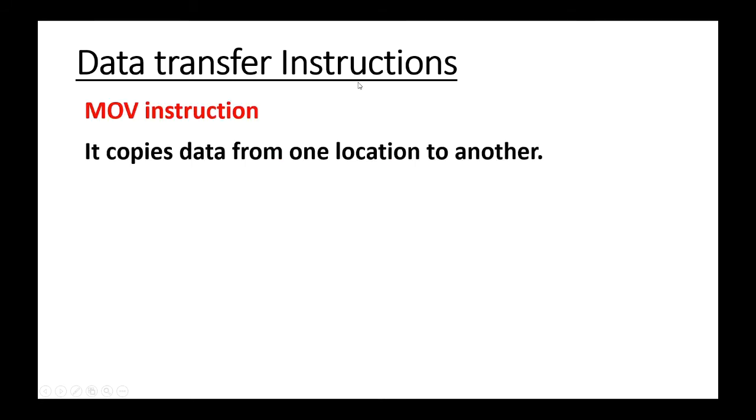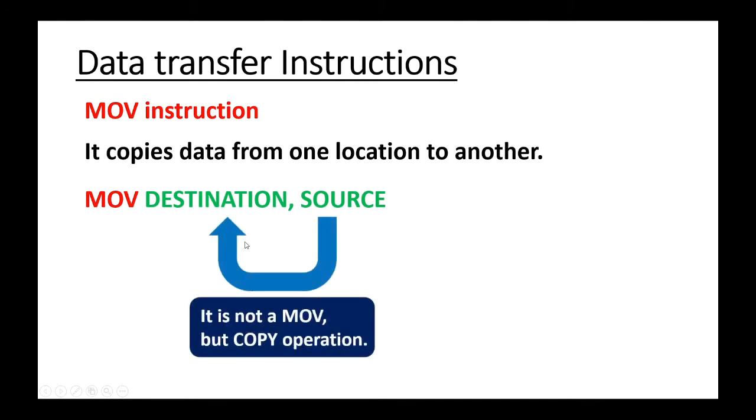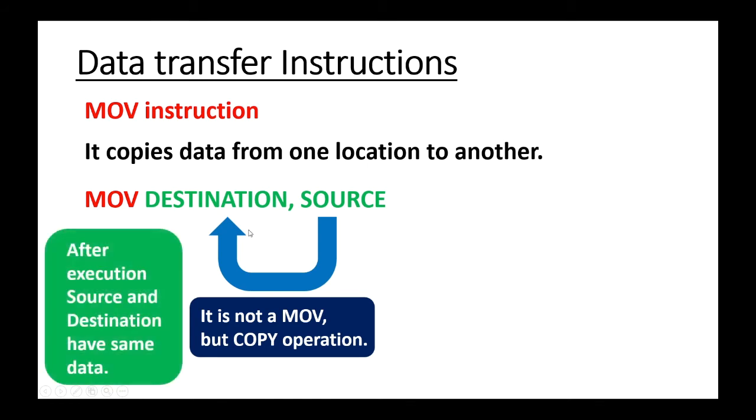In data transfer instructions, the first instruction is the move instruction, which copies data from one location to another location. The basic format of a move instruction is destination comma source. The data from the source is copied into the destination. So basically it's not moving the data, but performing a copy operation. A duplicate copy of the source data is created in the destination. So after execution, source and destination have the same data.